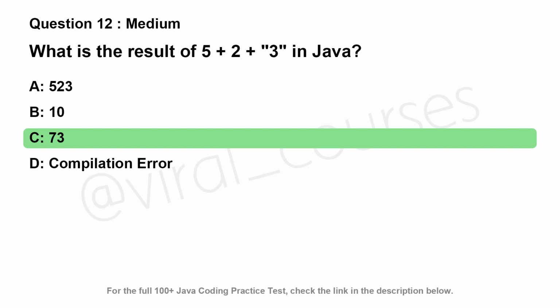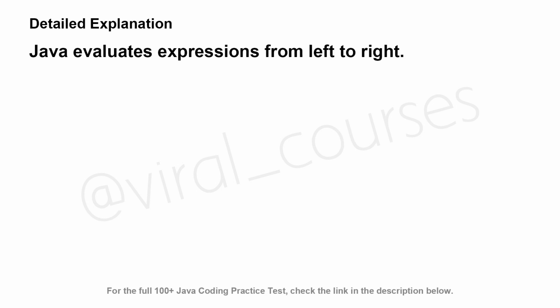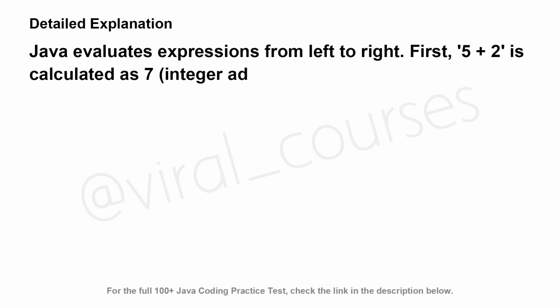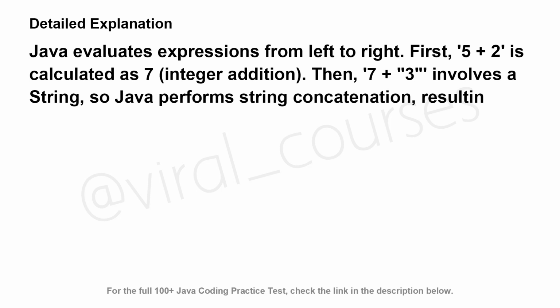The correct answer is C. Java evaluates expressions from left to right. First, 5 plus 2 is calculated as 7, integer addition. Then, 7 plus 3 involves a string, so Java performs string concatenation, resulting in the string 73.